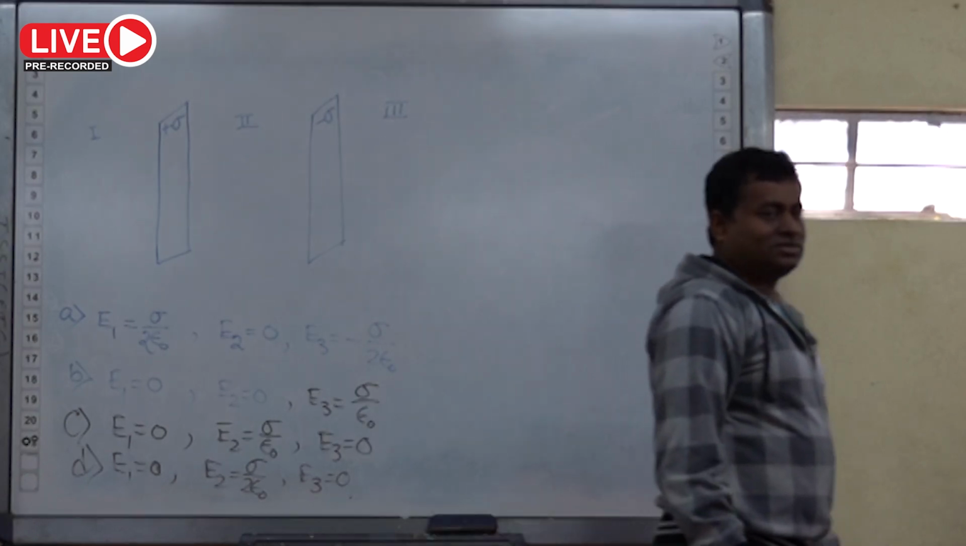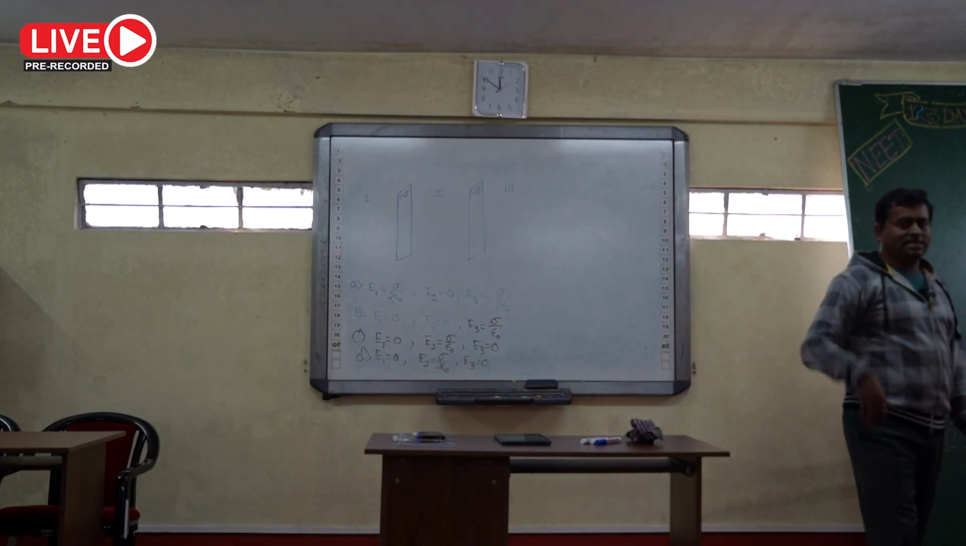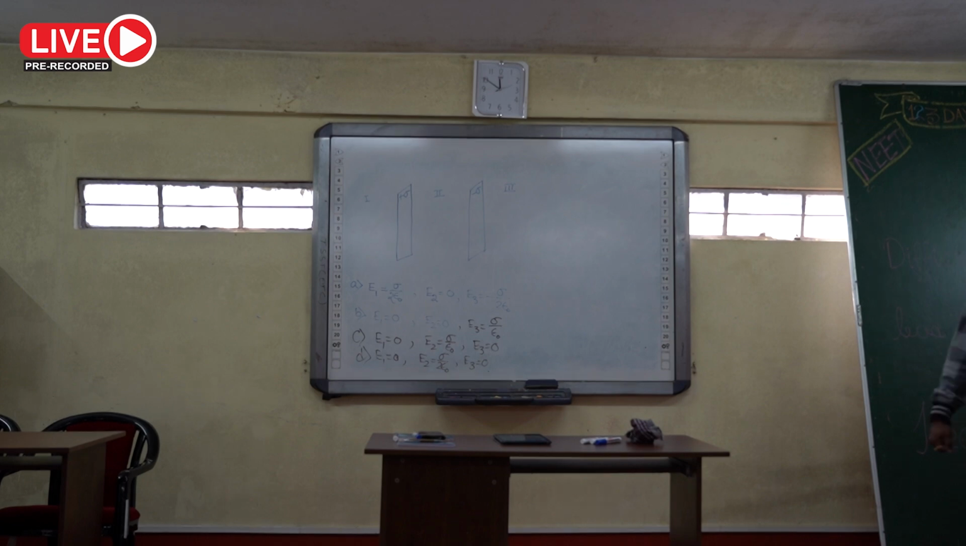You have to find out the electric field in the three regions and tell me which option is correct. They are infinite plates, infinitely charged planes carrying uniform charge density plus sigma and minus sigma. In the three regions, the electric fields are given. Which one is the correct option?